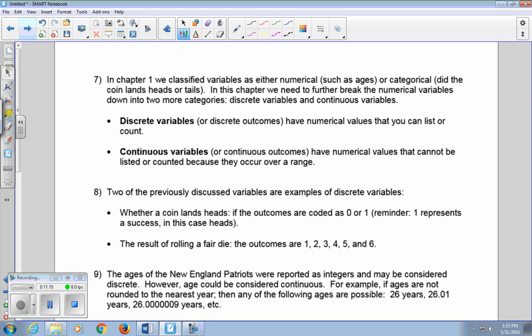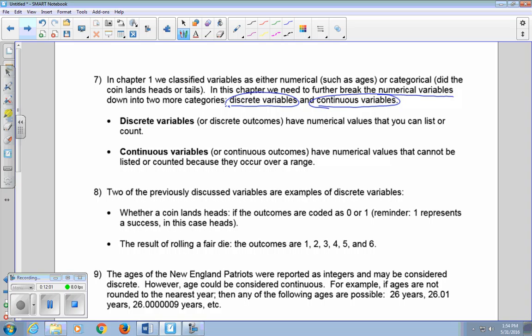So in chapter 1, we classified variables as either numerical, like ages, or categorical, like heads or tails for a coin. In this chapter, we need to further break down numerical variables. We're focused on numerical variables, and now we're going to break those further into 2 more categories: discrete variables and continuous variables. Discrete variables have numerical values that you can list or count, versus continuous variables, which are numerical values that cannot be listed or counted because they occur over a range.